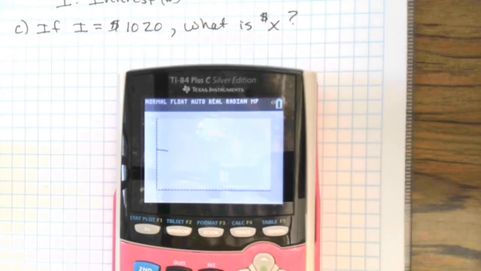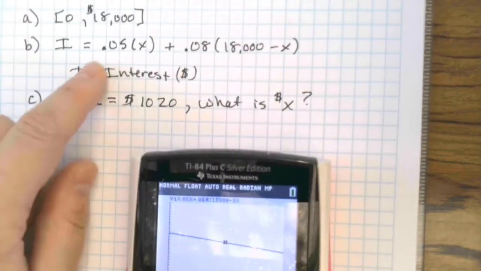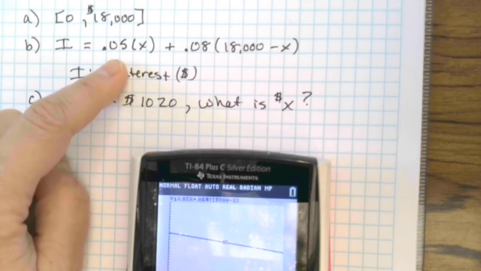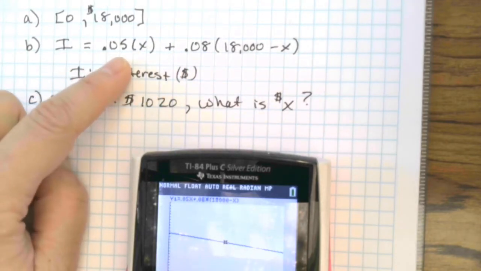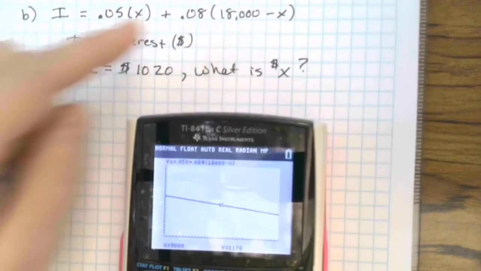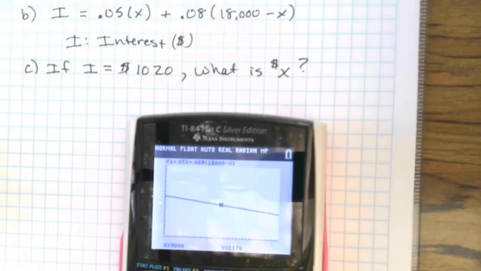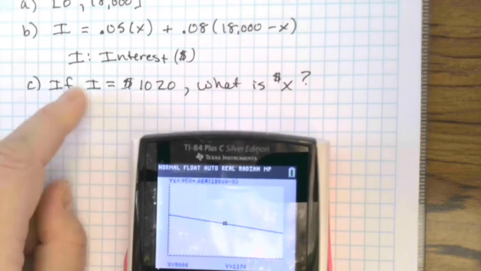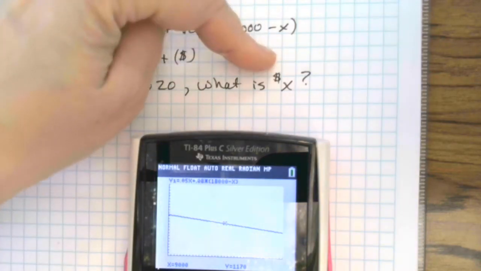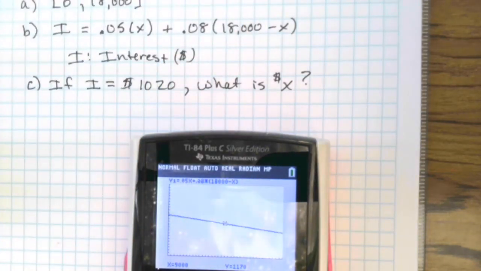So hit trace. So this curve goes downward, which actually makes sense because the x value is only calculated at 5%, which is a lot less than 8%. So the more she invests at 5%, the less she invests at 8, she actually makes less money. So it makes sense that the curve is going down. Now we want to know if y is 1,020. If the interest is 1,020, what would be the amount that she invested at 5%? What's the x? So we're going to do intersecting lines.